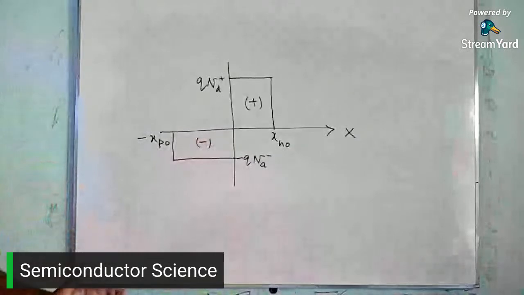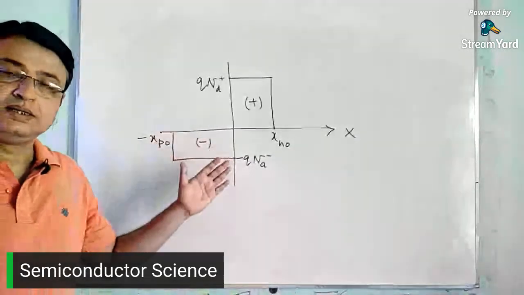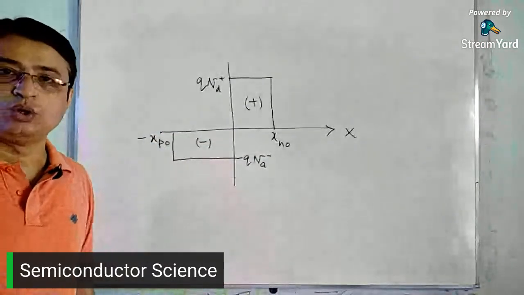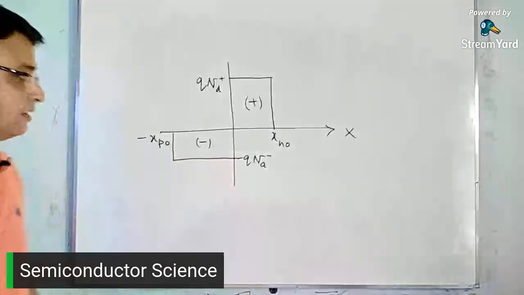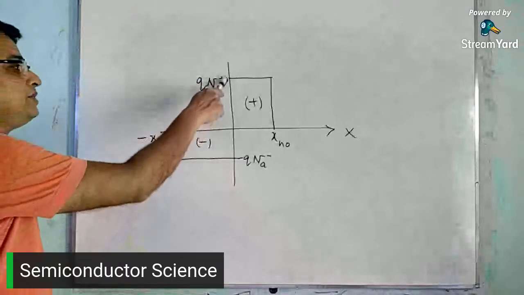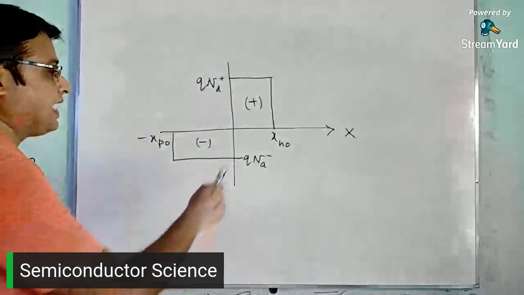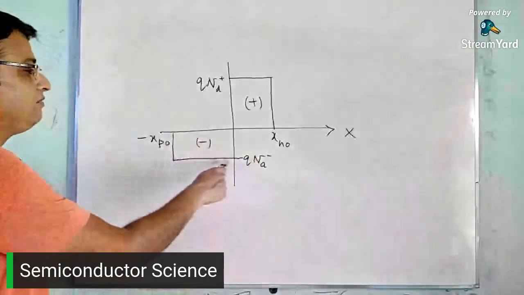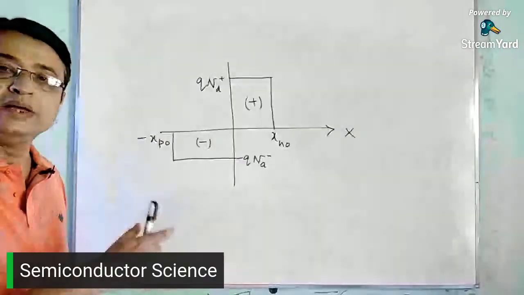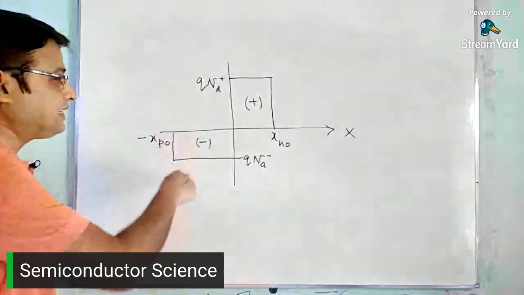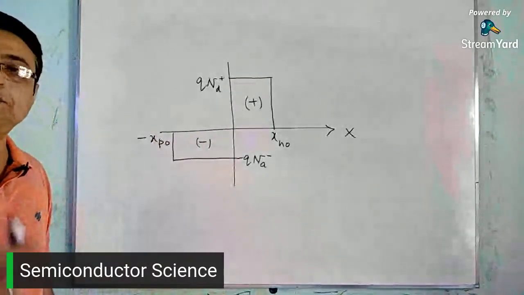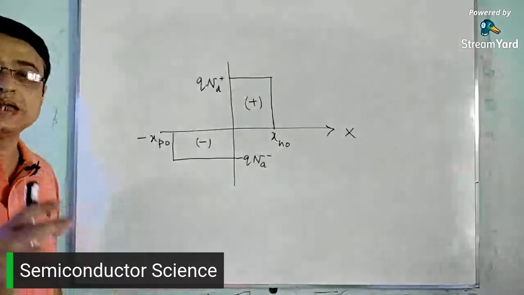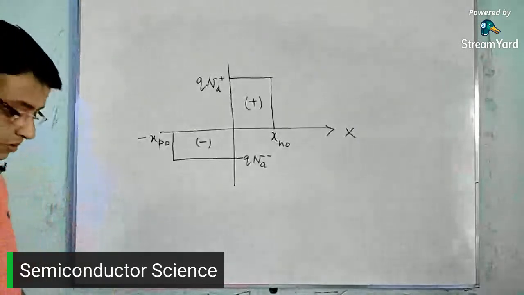Now, due to the uncompensated donor and acceptor ions, we know that these charges arise. This is the donor type charge, that is Nd plus, and Na minus is the negatively charged particle, so this is the negatively charged region within the depletion layer. So this entire picture is about only the depletion layer which we find in a PN junction at equilibrium.